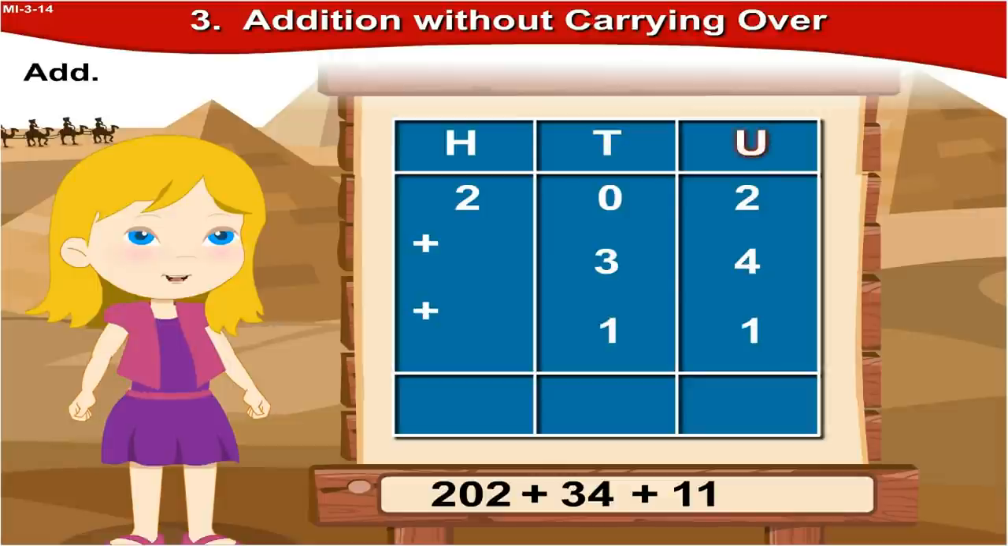is 1 ten, 1 unit. In the units column, 2 units plus 4 units, 6 units, plus 1 unit would be 7 units. In the tens column, 0 tens plus 3 tens is 3 tens, plus 1 ten would be 4 tens. In the hundreds column, we have 2 hundreds, which means it is 2 hundreds, 4 tens, 7 units. So it is 247.